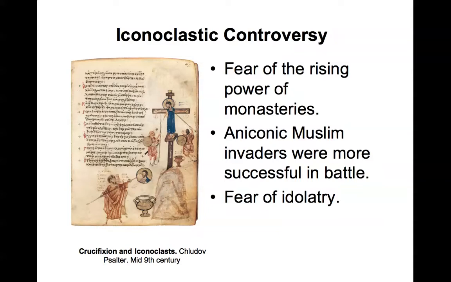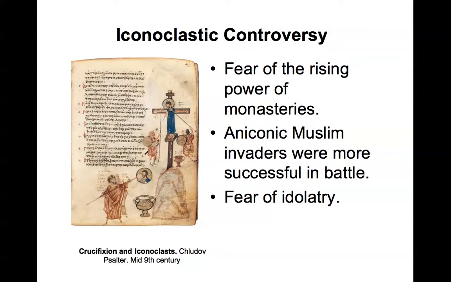But there were also others in the 8th century who rejected icons and then banned icons. They were called iconoclasts. Iconoclasm means image breaking in Greek. So the iconoclasts fought against the use of icons, and there were many reasons that they decided to destroy images. First of all, there was the fear of the rising power of monasteries that drove the iconoclasts. So icons were associated with monasteries. The monasteries were becoming more powerful, and so there was sort of a fear of their ascendancy.